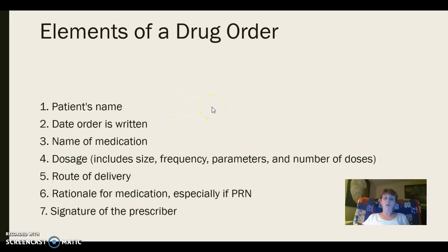The elements of a drug order include the patient's name, the date the order is written, the name of the medication, the dosage, which includes the size, the frequency, the parameters, and the number of doses, as well as the route of delivery. And if it's a PRN medication, it especially needs a rationale. We don't just give medications for no reason, right? So we need to look for that rationale. The other thing that we will have is the signature of the prescriber, whether that's an actual physical signature or an electronic signature. Notice how the elements of a drug order mirror the 6 rights of medication administration.